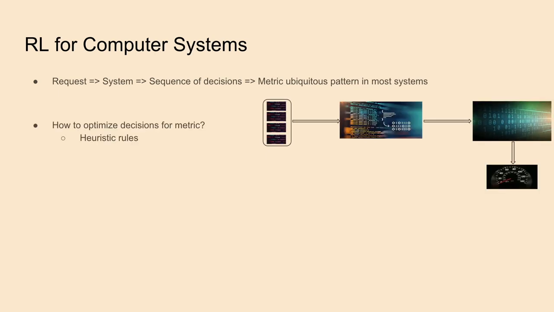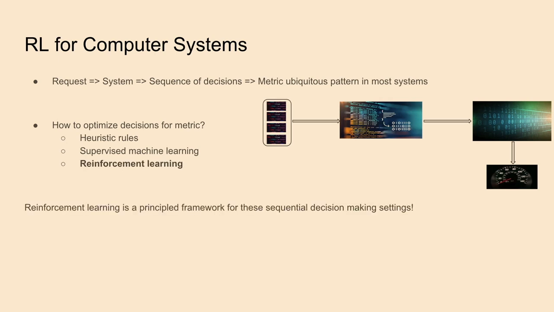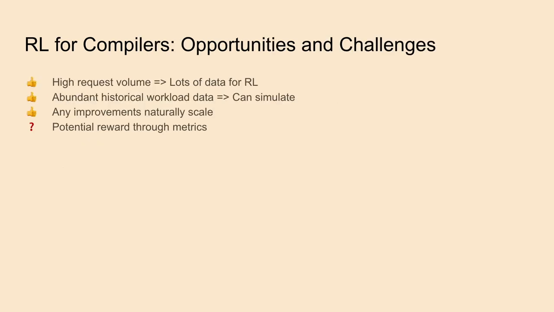Well, one, experts in the field can design handcrafted heuristics. Two, we can apply supervised machine learning. Or three, we can apply RL algorithms with which you are mostly familiar from all the talks given today. Now, I would argue that RL is probably best suited for this type of problem, as it is a principled framework for sequential decision-making settings.